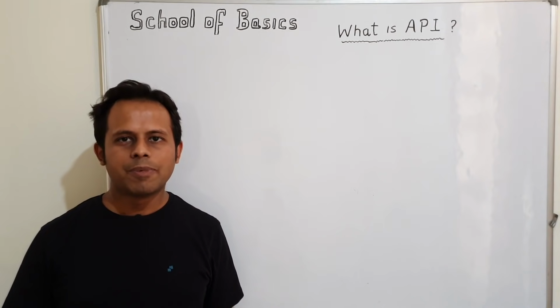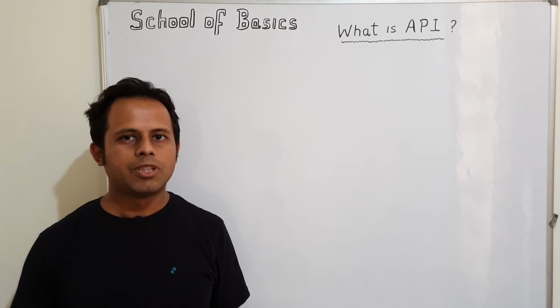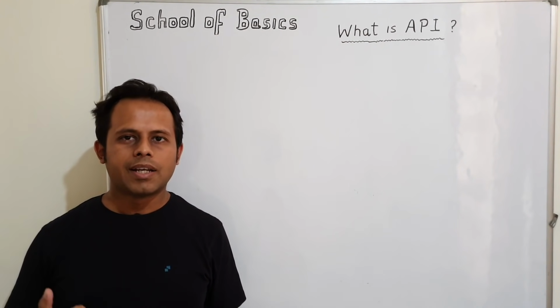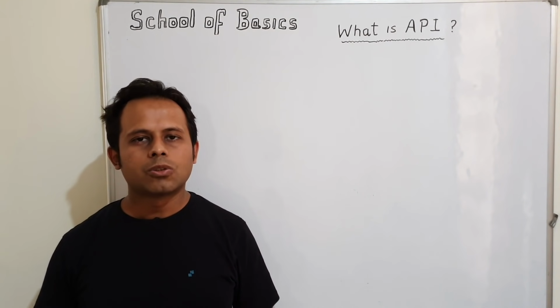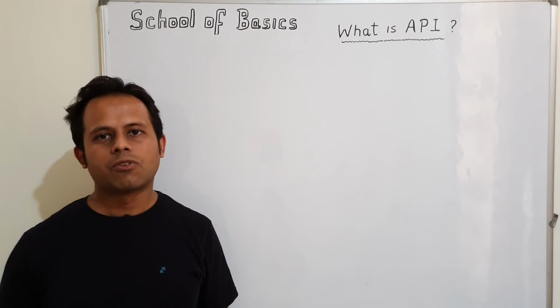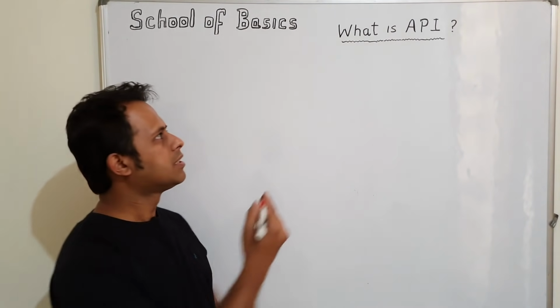So with this video, I will make it very simple for you, and after watching this video, you can confidently go and explain to anyone what an API is. So let's get started, and API stands for Application Programming Interface.